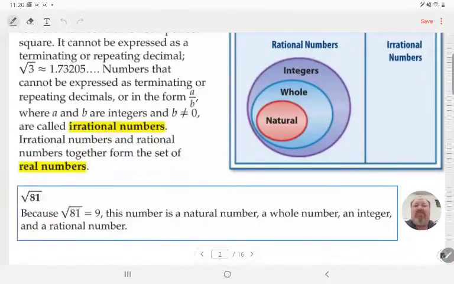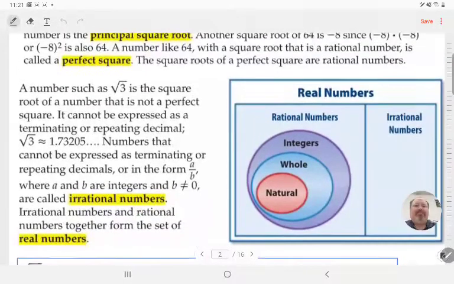Okay? So for example, take the square root of 81. Because the square root of 81 is 9, this number is a natural number. It's a whole number. It's an integer and a rational number. So a number can be categorized in multiple areas, depending upon where it falls in. So you have to really look at that and be careful of that.